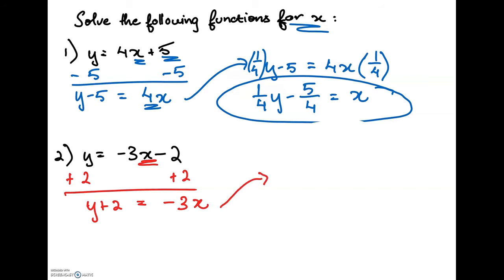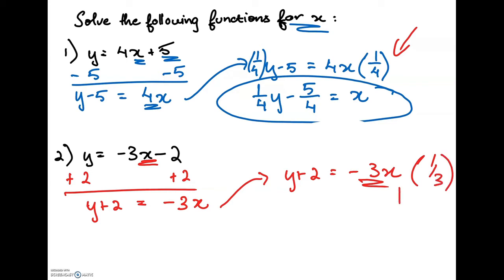Now, let's rewrite this over here. So y plus 2 equals negative 3x. And what do we want to do? We want to get rid of this negative 3 in front of the x. Now, as I said before, in this equation, we can basically just multiply it by the reciprocal. So we can multiply it by a third.